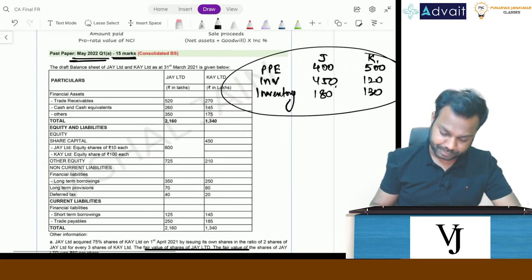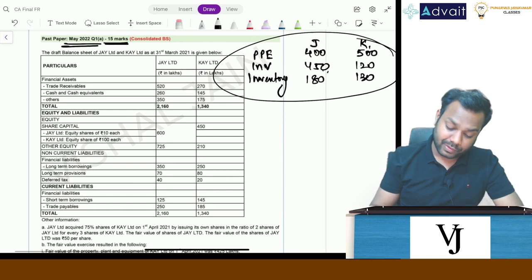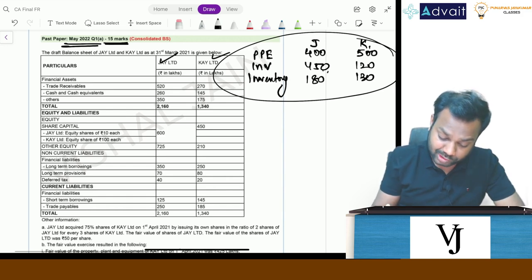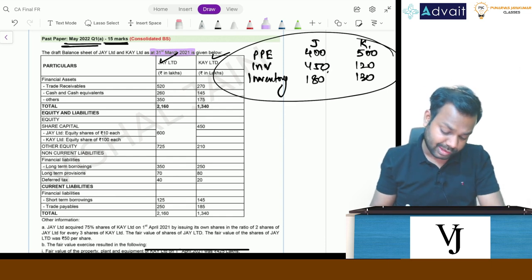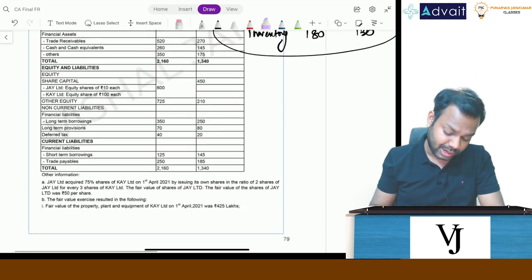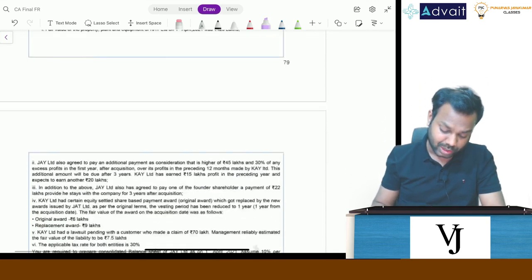Now guys, it says balance sheet of J Limited and K Limited is given on 31st March 2021. PPE, investments, inventory, trade receivables, cash and cash equivalents, others is given; equity, share capital, others, all the details are given. Now, some other information is given.